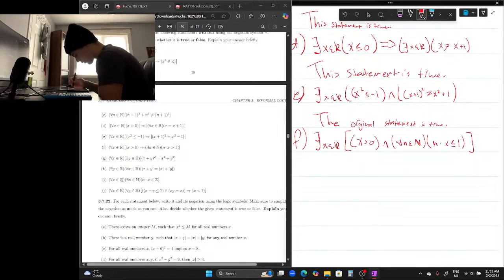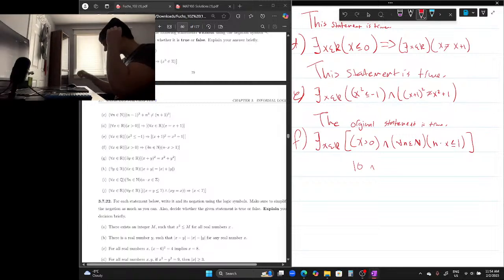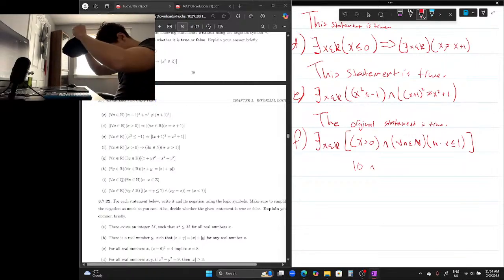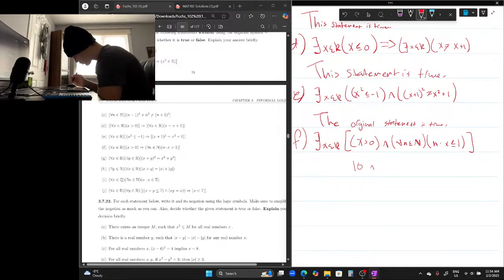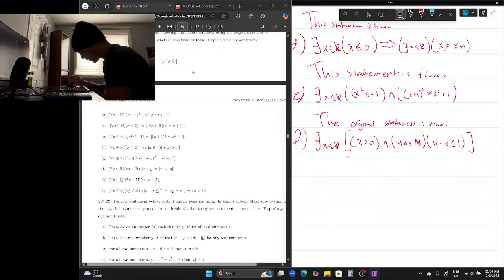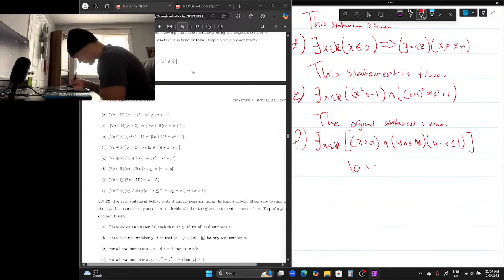Okay, so why is this statement false? So there exists an x in R such that x is greater than 0. Okay, so let's say x is equal to 10. And for all n, n times x is greater than 1. I think this is wrong because there's an n equal to 0, thus ruining the statement. Otherwise, I feel like it would be true because then if you had 1, 2, whatever.